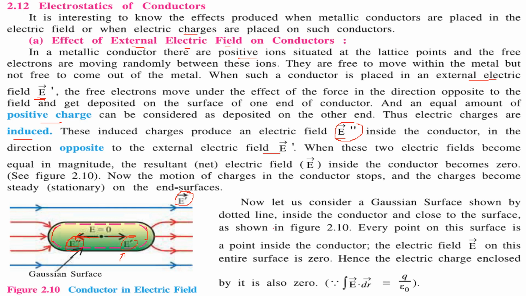Let us say that we have a Gaussian surface, and this is the dotted line. If you see this, this is a Gaussian surface inside this conductor and very close to its surface. Every point on this surface is a point inside the conductor. So the electric field E on this entire surface will be 0. The electric charge enclosed by it is also 0, because we have discussed what is happening here. Why will the electric charge be 0? Because the integral of E dot dS is equal to q by epsilon naught. So if this is 0, this is going to be 0.